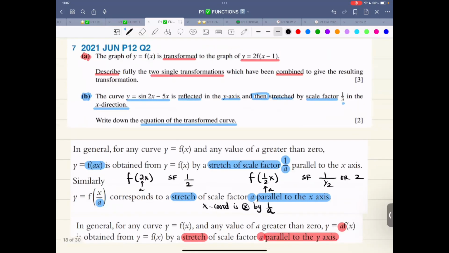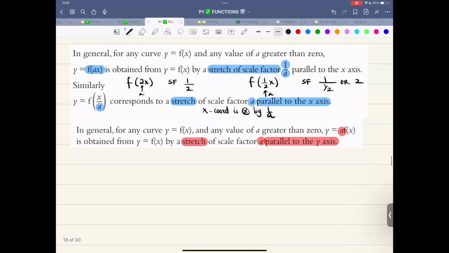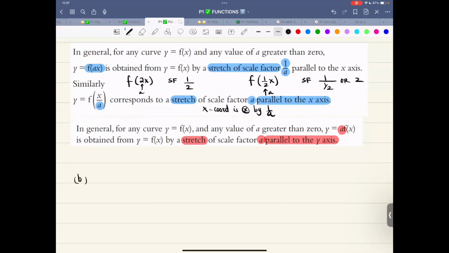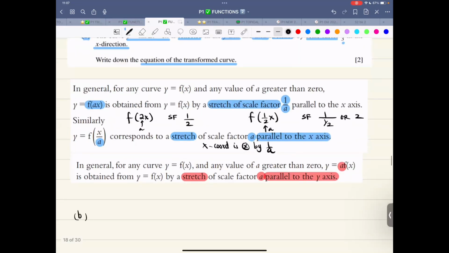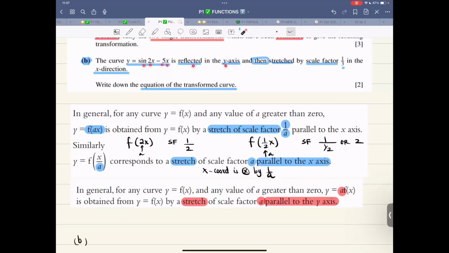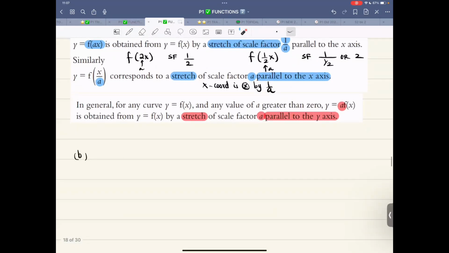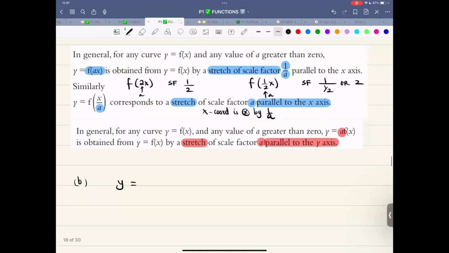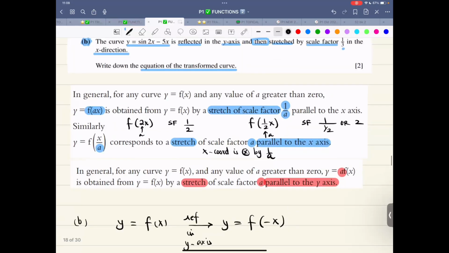So now, why do I need this? I need it for the second part. So let me solve the second part first. The second part says, the curve y equals sine 2x minus 5x is reflected in the y-axis. So if x is becoming negative x, y equals f of negative x. This is reflection in the y-axis.